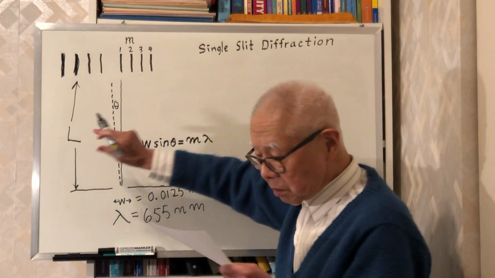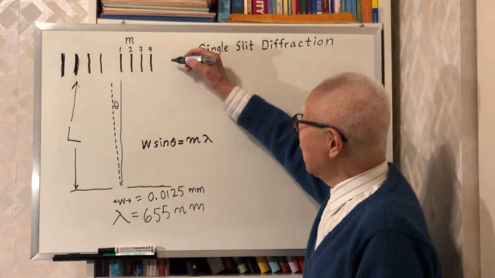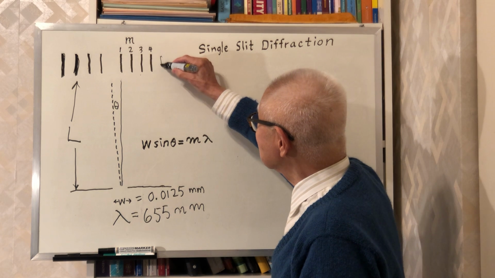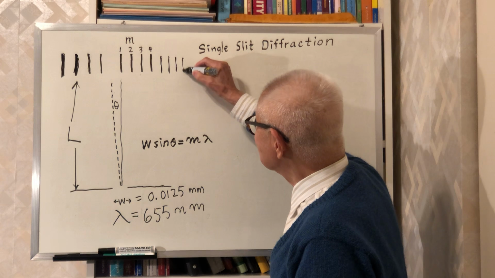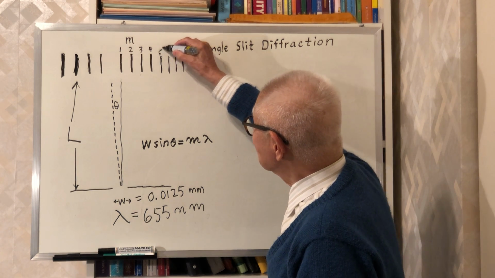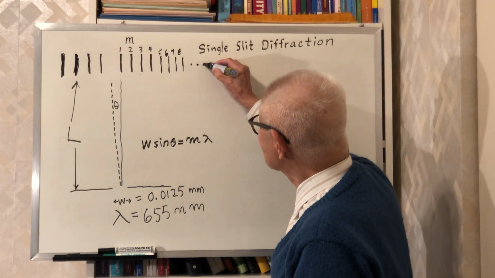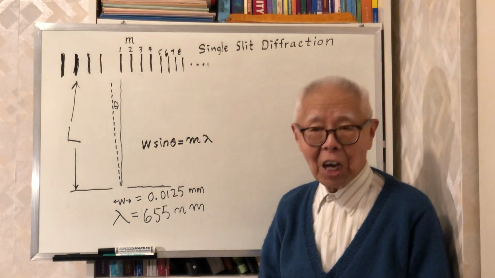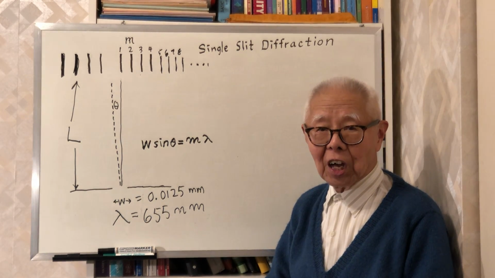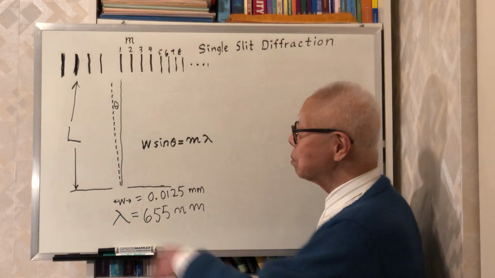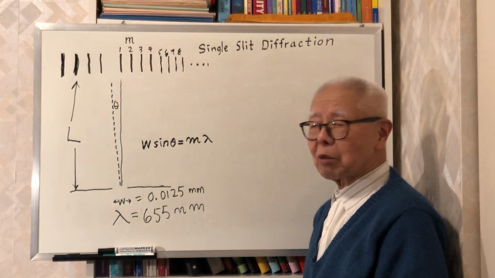You don't need L. But what do we want to find? Because there are many dark lines. There are many dark lines. So m equals 5. There are so many dark lines. The question is, how many dark lines are there total from left to right? What is the total number of dark lines?